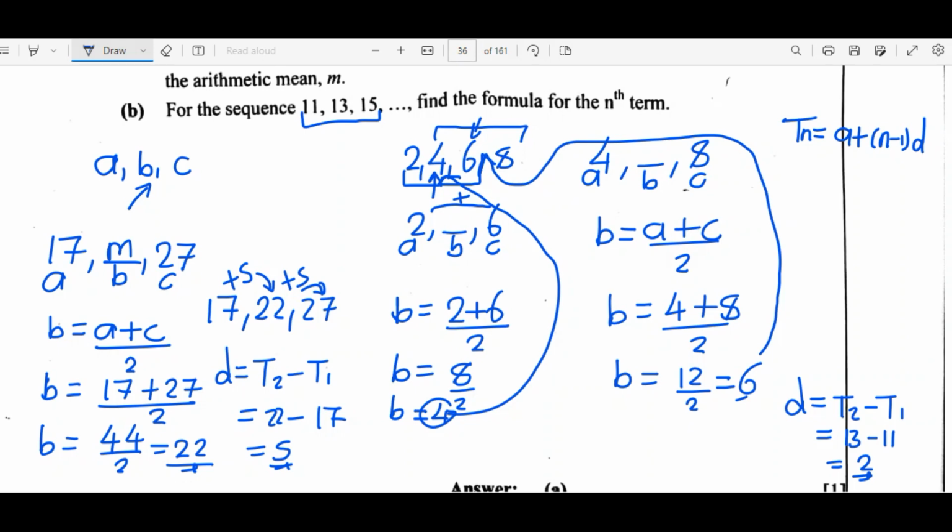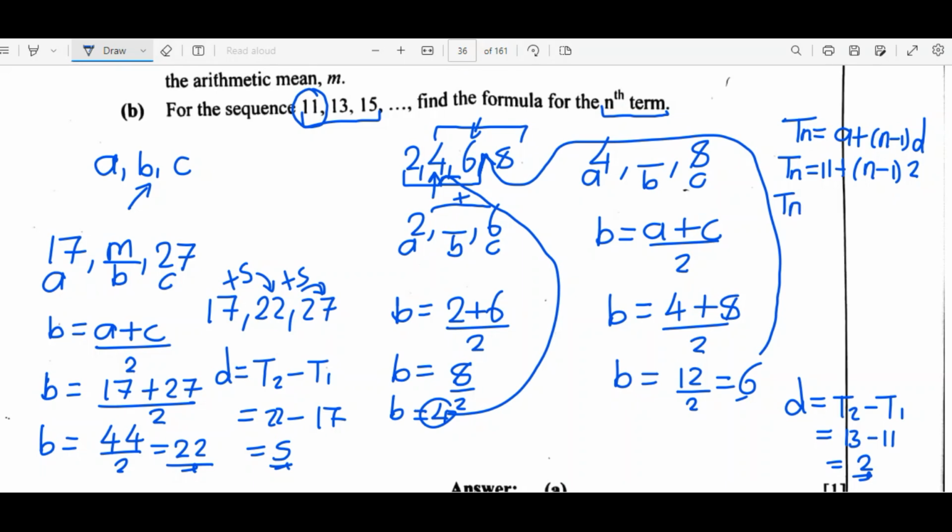So now how do you find the formula for the nth term? Where there is n, you don't have to put anything. So you just write Tn is equal to our A. The A is the first number in your sequence, positive or negative. You just have to take it the way it is. So which is 11 plus n minus 1. Then our common difference is 2.